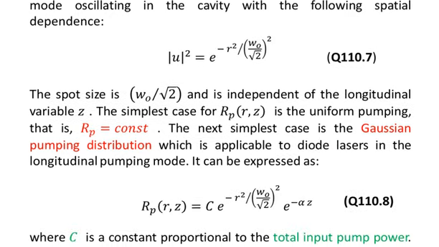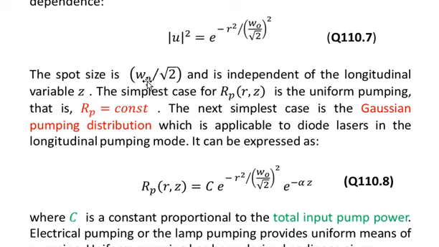Where you see that the spot size is W naught divided by the square root of 2. This is the spot size of the pumping beam and is independent of the longitudinal variable Z. So you see that here we are considering that U is not changing with Z and it is constant along the axis of the cylinder. That is, along the length of the cylinder, U stays constant.